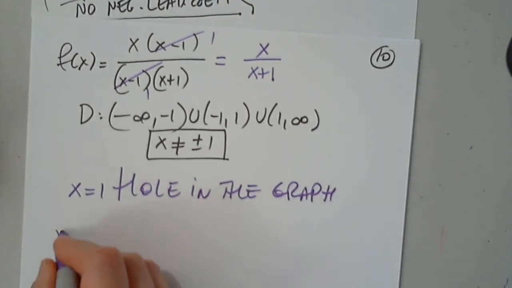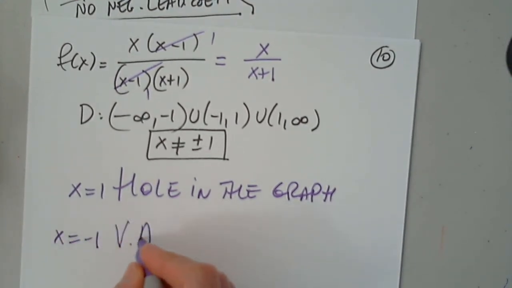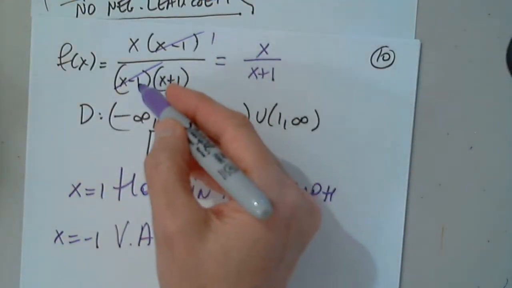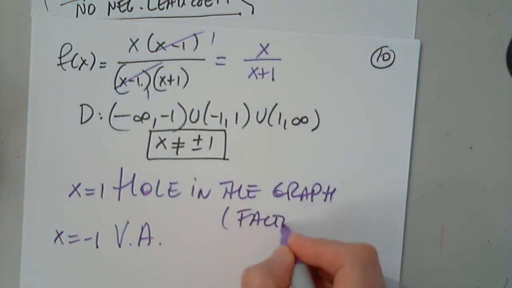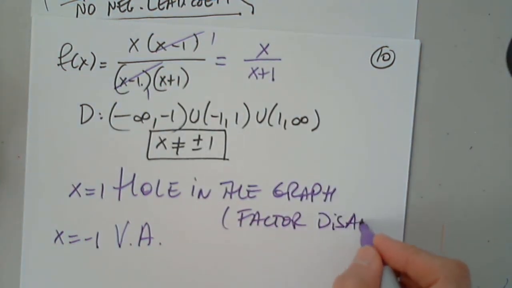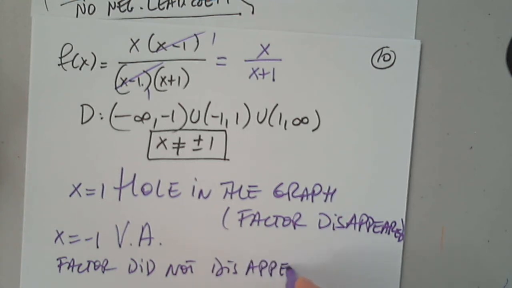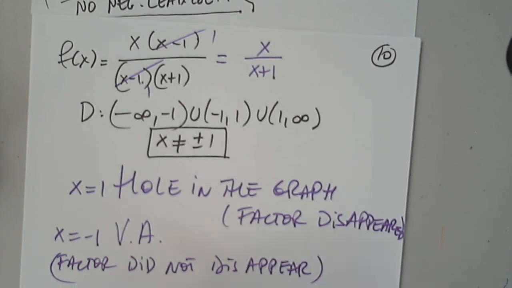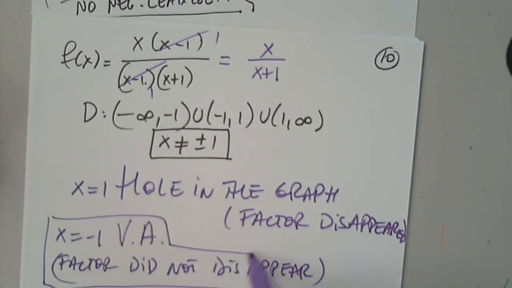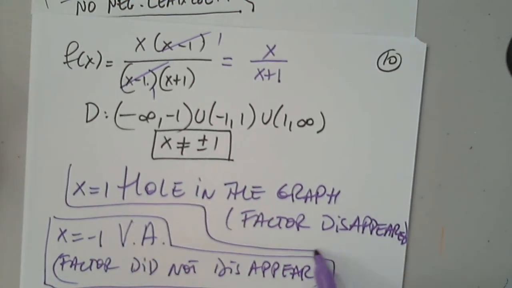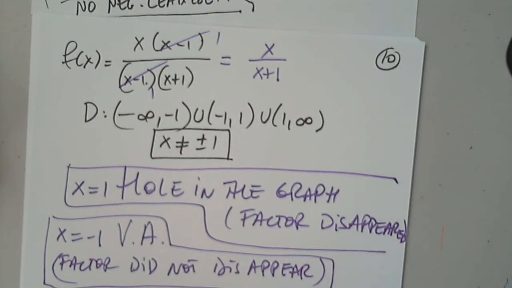So now I know that x equals negative 1 will be a vertical asymptote. X equals 1 is a hole in the graph because the factor disappeared. This is a vertical asymptote because the factor did not disappear. That's why this stays as a vertical asymptote. A hole in the graph is when the factor disappears from the top and the bottom.